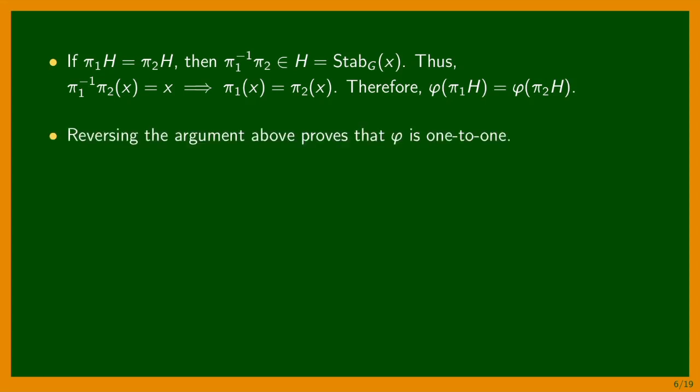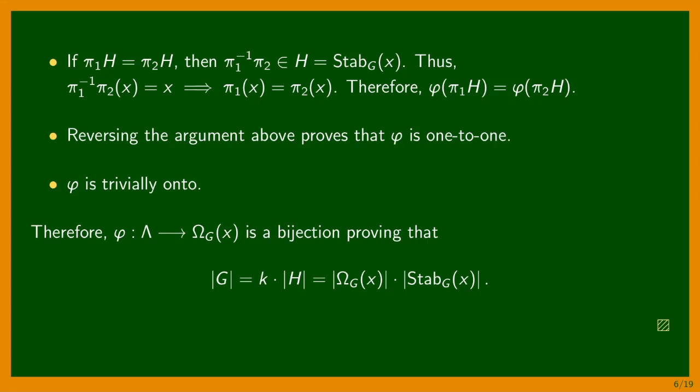Reversing this argument, no, kung dito ka naman magsisimula, i-reverse yun na makakarating ka doon, will prove that phi is actually 1 to 1. And phi is obviously onto. Hence, phi is a bijection. So the number of elements in the G orbit is equal to the number of left cosets of H in G. That's K. That's the G orbit. And therefore, proving the orbit stabilizer theorem.